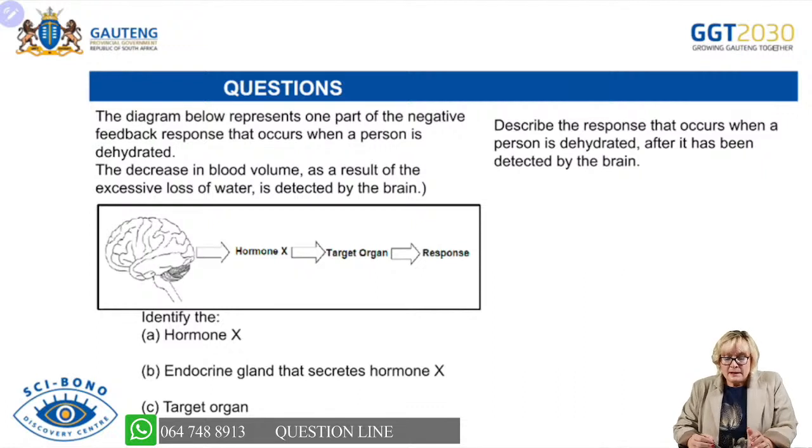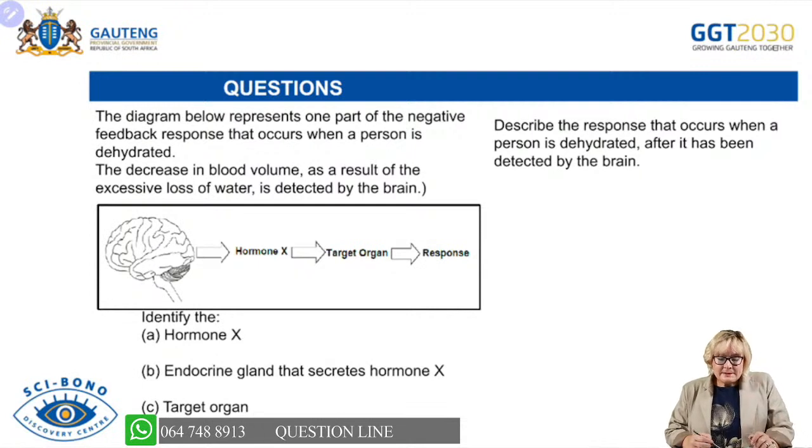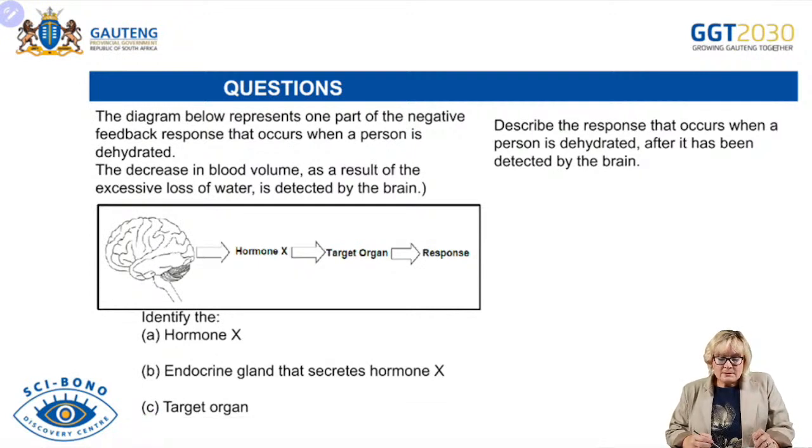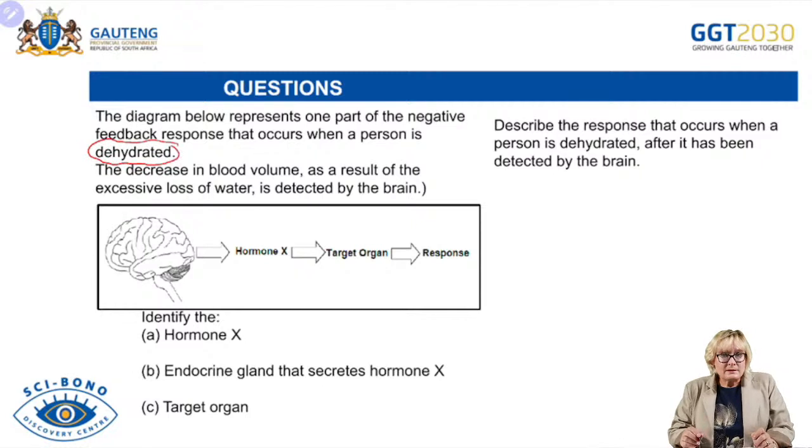All right, let's look at this question. This was taken from a grade 12 paper, and yes, you must be able to answer it now, because remember, you've done the content. You're just going to add next year a little bit more to this topic. The diagram below represents one part of the negative feedback response that occurs when a person is dehydrated. What does dehydrated mean? It means I don't have enough water in my body. The decrease in blood volume as a result of the excessive loss of water is detected by the brain.